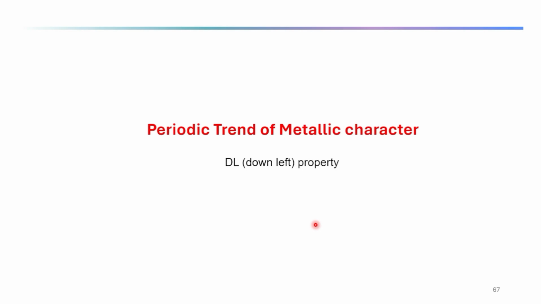Now let's see the periodic trend of metallic character. So metallic character is a down left property. I'll take the pen again. This is a down left property.